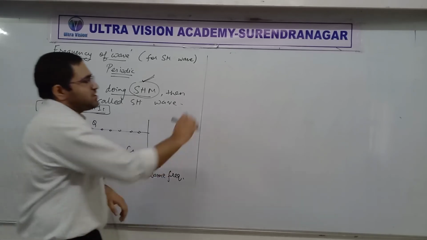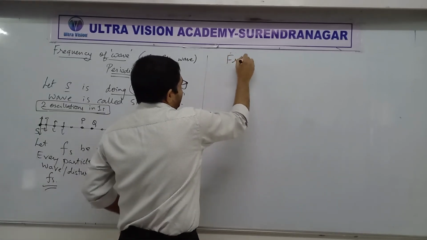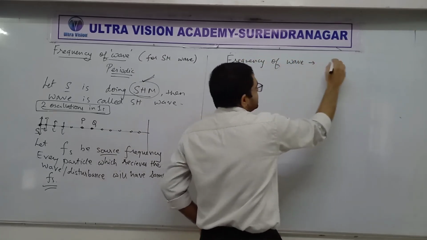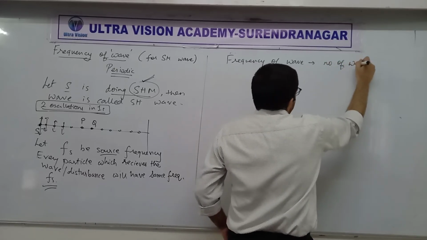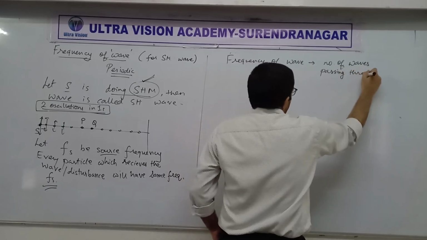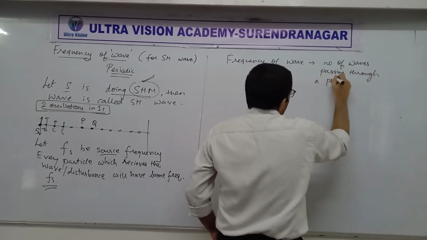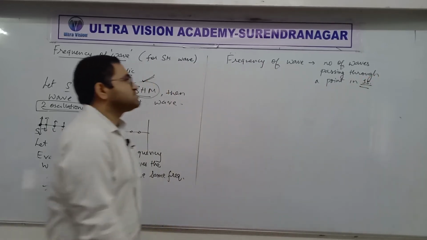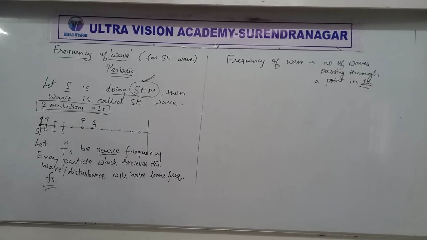Let's see how. In lower classes, I am sure you have been taught that frequency of wave means number of waves passing through a point in 1 second. Is that what you have been taught? Number of waves that pass through one point in 1 second. That is called frequency of the wave. So that only if you remember from that. Okay, otherwise it's just fine.